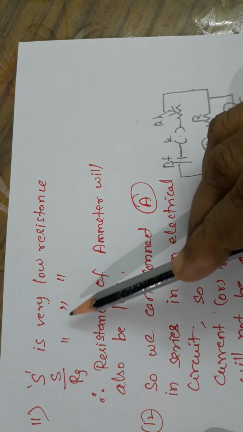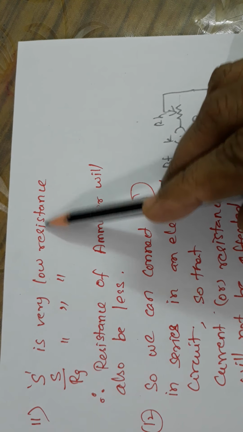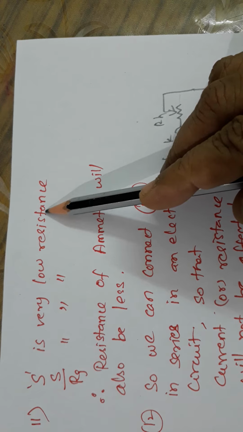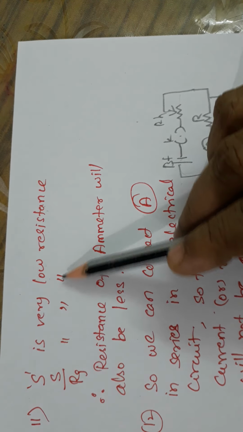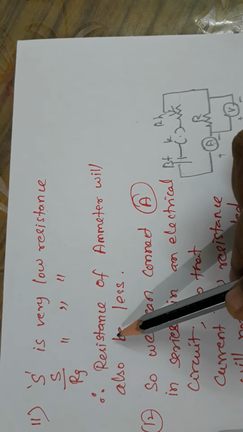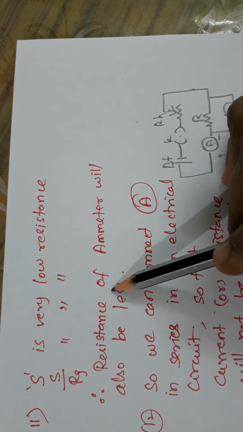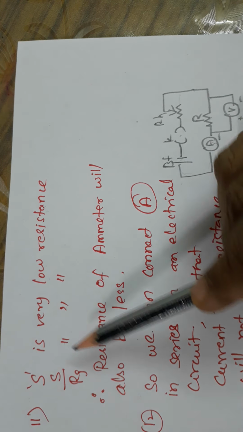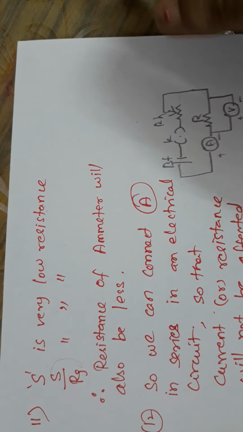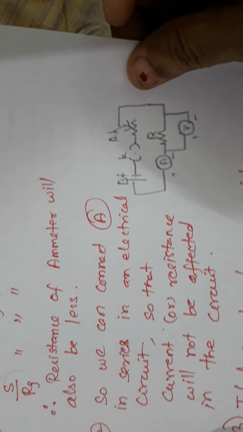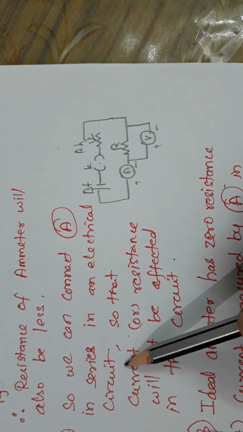Now you know that initially it was told that shunt resistance is very low. The shunt coil is having very low resistance. So the ratio S by Rg will also be very low. As a result, what happens? The resistance of the ammeter will also become very less, as this ratio and this S value are all low. So we can connect the ammeter in series in an electrical circuit.